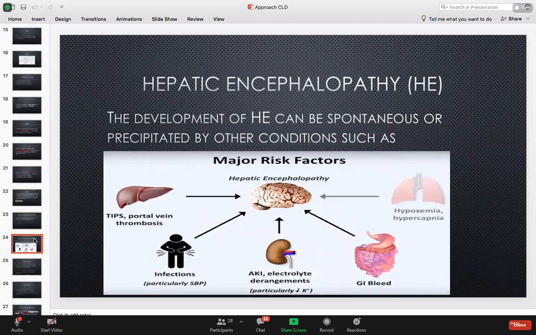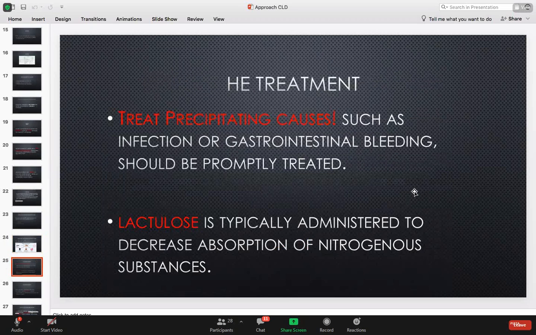So those are just another illustration for the precipitants, basically. Don't forget about things like thrombosis, infection, AKI, dehydration, electrolyte imbalance, GI bleed, as well as hypoxia and hypercapnia. Okay? So how to treat hepatic encephalopathy? Well, we have to treat the precipitating factor, okay? If they have an infection, we have to treat it. If they have bleeding, we have to stop it. And that should be done promptly.